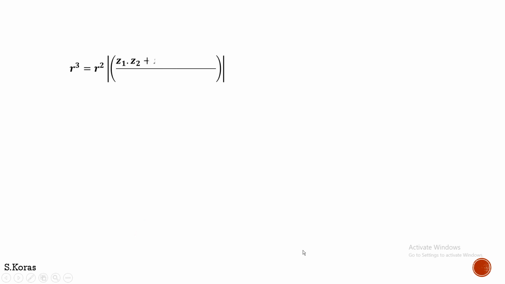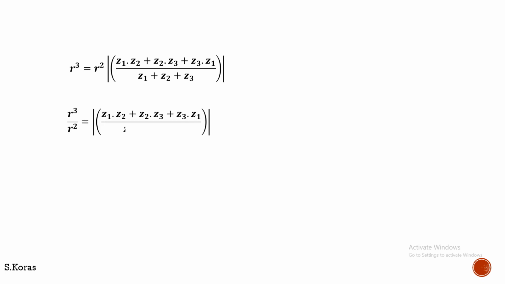So this is the answer we received. And if r square goes, it will become r cube by r square. Then this is the modulus. If we simplify it, r cube by r square will become r. So r is equal to modulus of z1 into z2 plus z2 into z3 plus z3 into z1 divided by z1 plus z2 plus z3 inside the modulus. So this is what we had to prove, and we have proved it now.